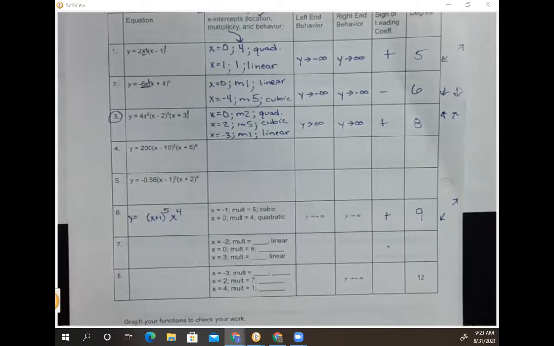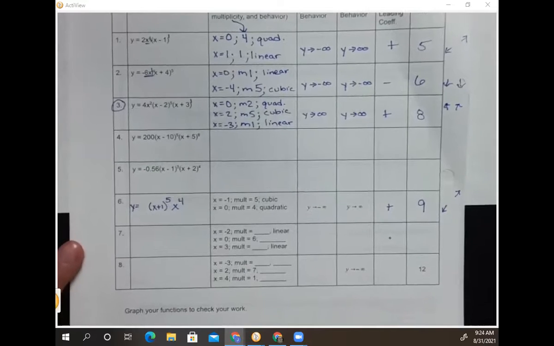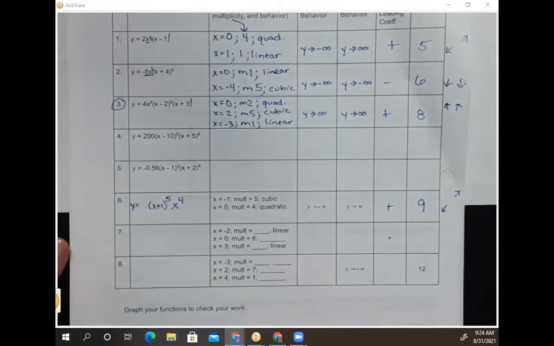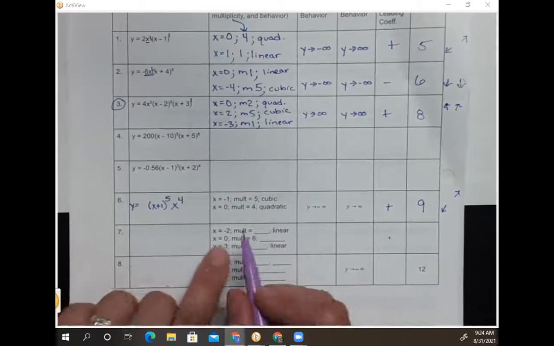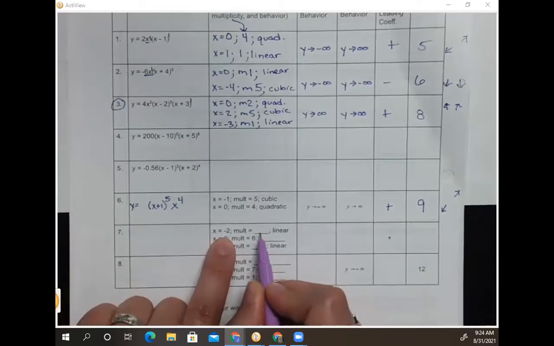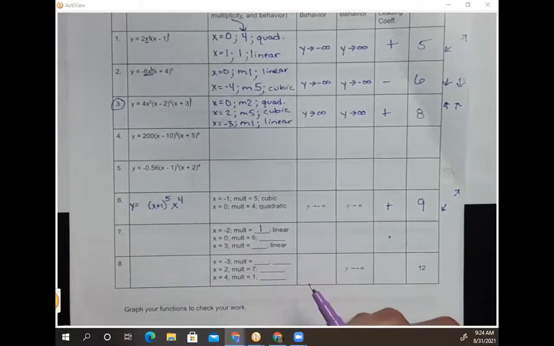Let's try another one like this. Take a look at number 7. Same idea, but we don't have quite as much information. We don't have the function. We know the lead coefficient is positive, and we're missing some bits and pieces about multiplicity and some behavior here. For my x-intercept at -2, I don't know the multiplicity, but I know the behavior is linear. If the behavior is linear, what does the multiplicity have to be? It has to be 1.